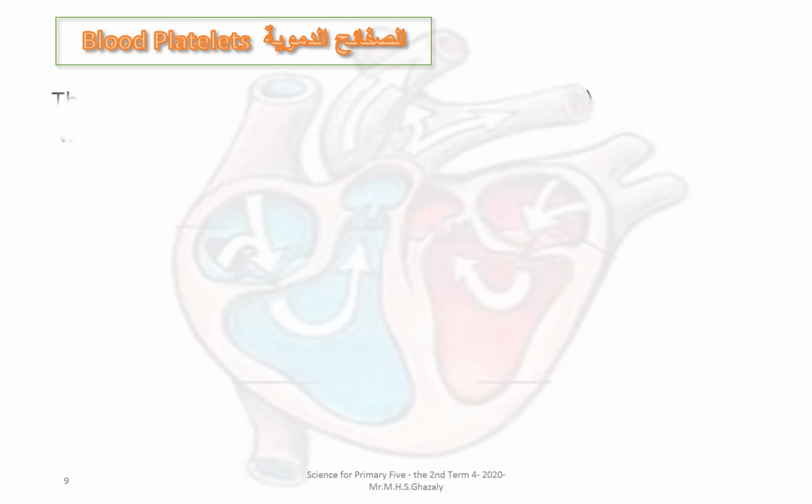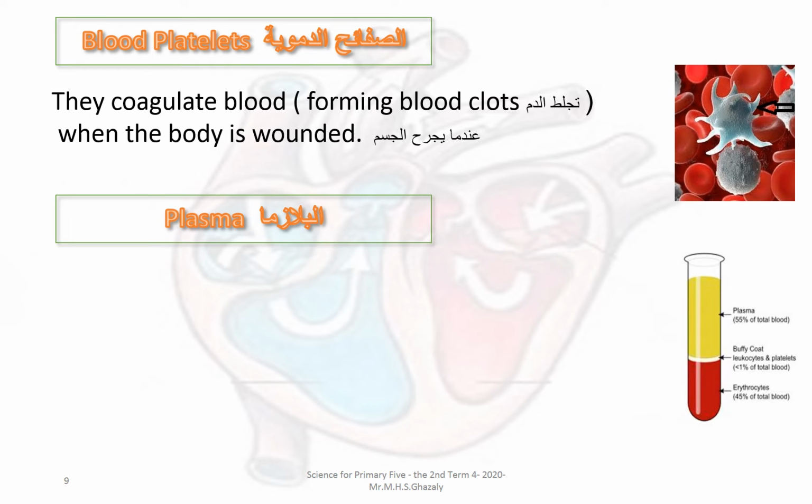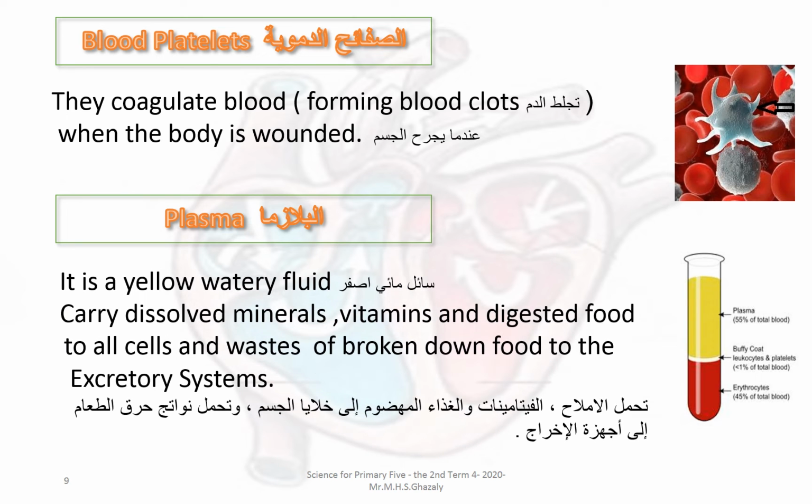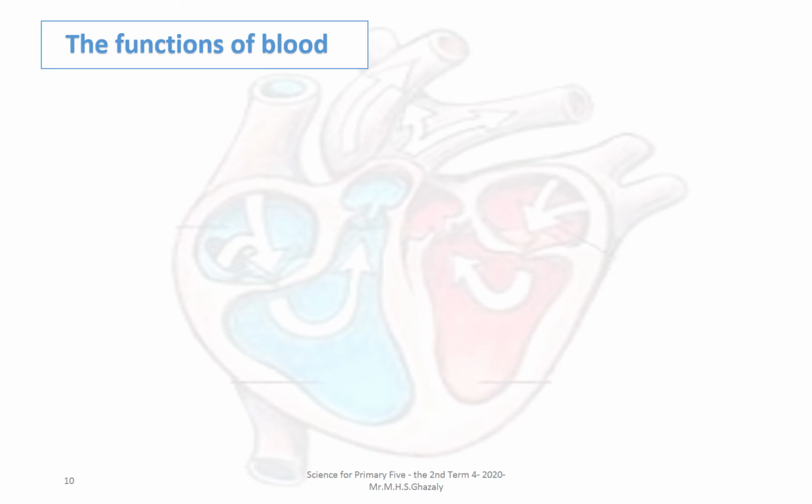Blood platelets coagulate blood, forming blood clots when the body is wounded. Plasma is a yellow watery fluid. It carries dissolved minerals, vitamins and digested food to all cells, and wastes of broken down food to the excretory systems.